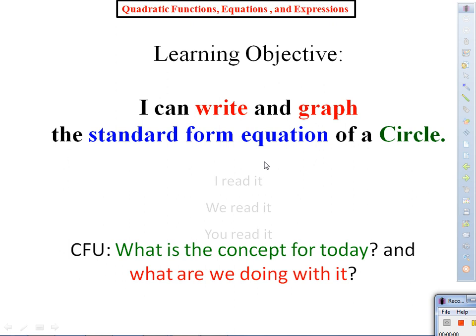Our objective for today: I can write and graph a standard form equation of a circle. I can write and graph a standard form equation of a circle. Tell your neighbor the concept for today, the concept. Very good. Circle. Yes.